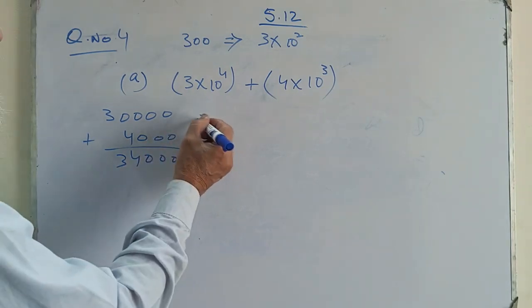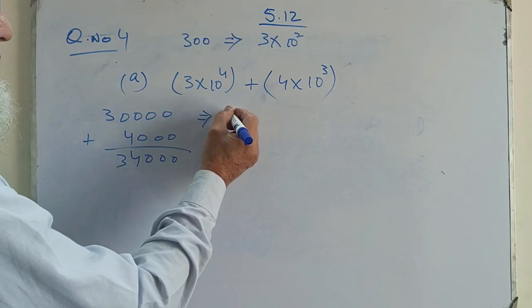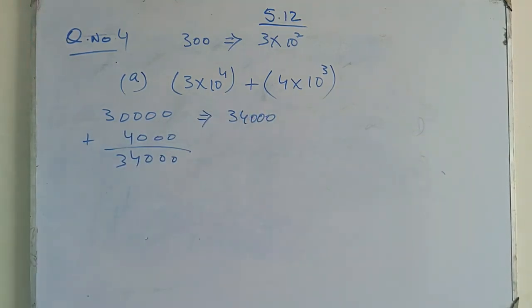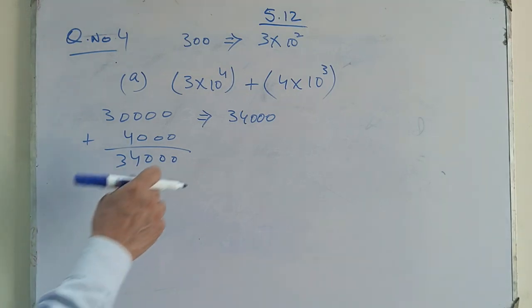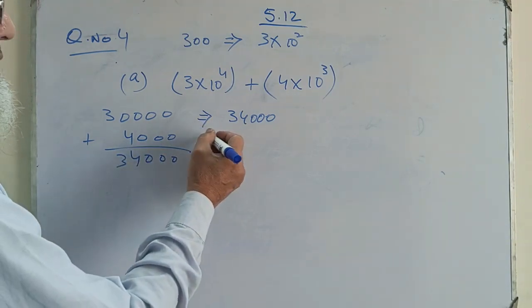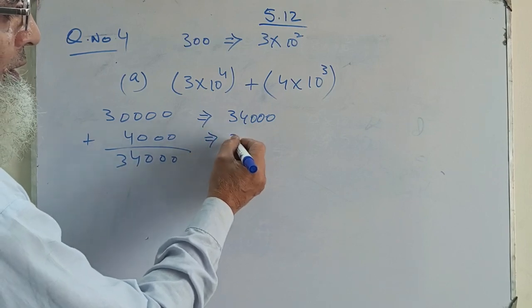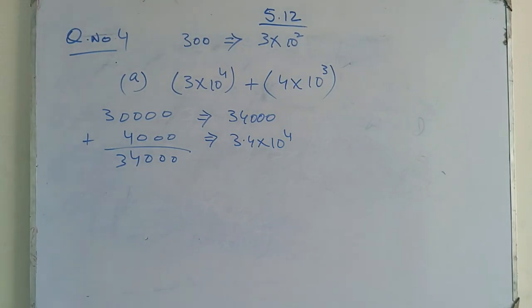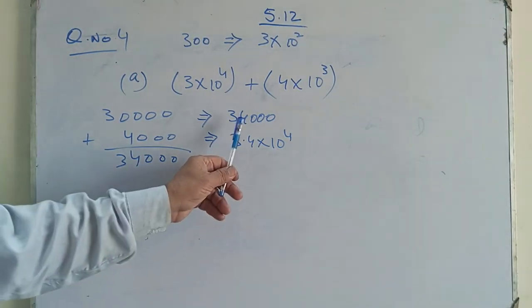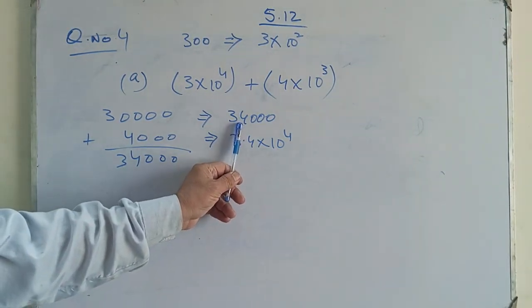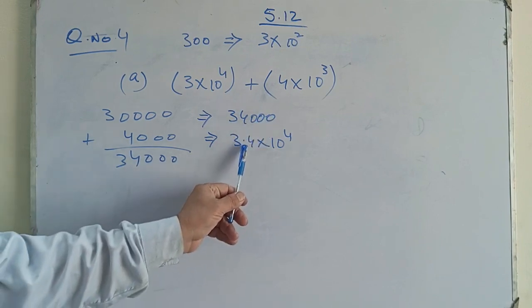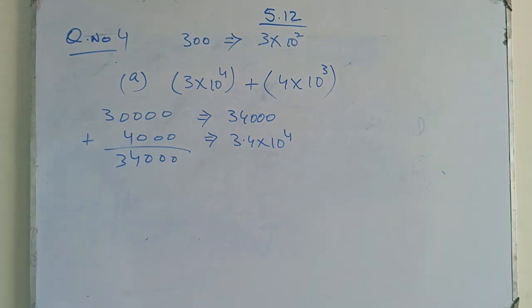Now what we have to do is write it in this form. I hope you have understood that I have placed the point over here, and then start counting 1 2 3 4. It is 3.4 multiplied by 10 raised to power 4.